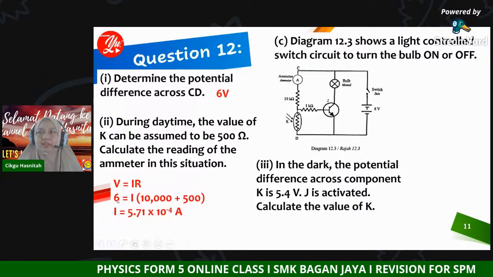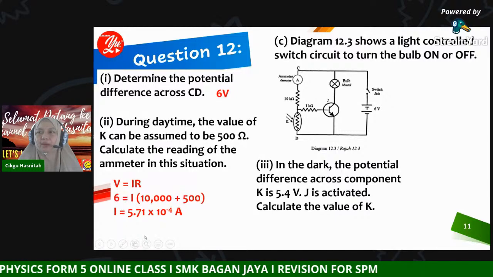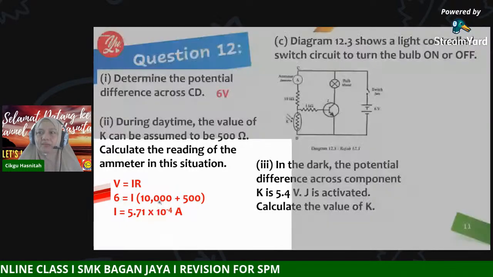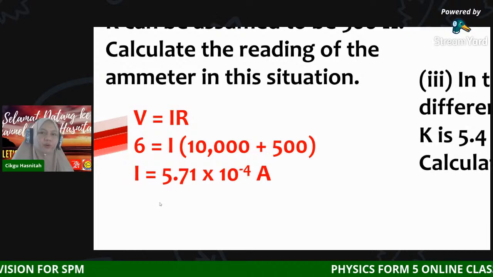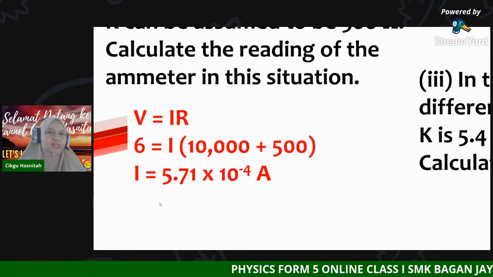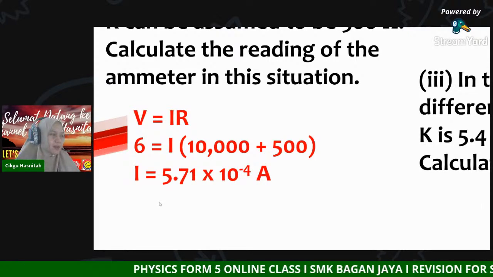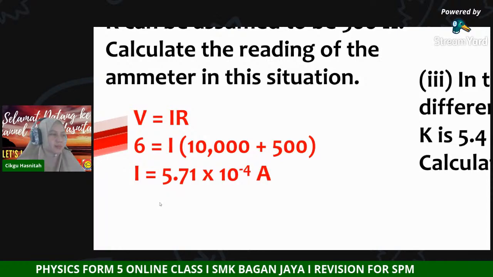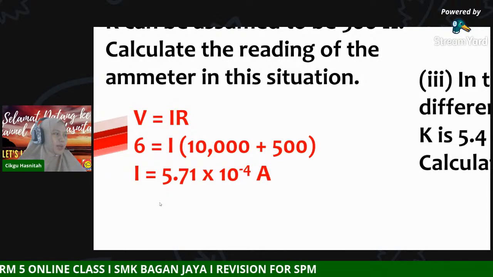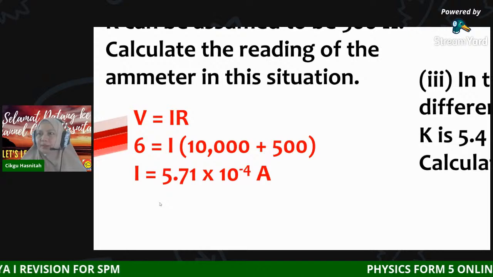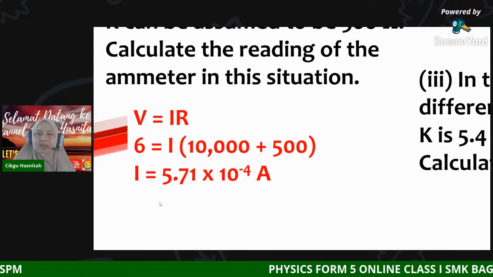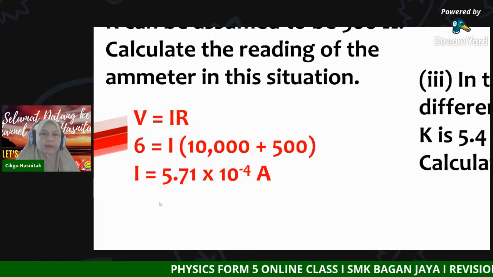So the voltage is 6. By this we can find the current, and the value of the current is 5.71 times 10 negative 4 ampere. Can you please recheck this answer for me? Is it the correct value or not? 5.71 times 10 negative 4 ampere.